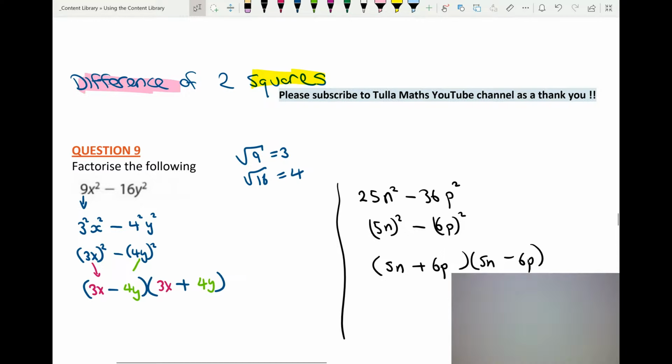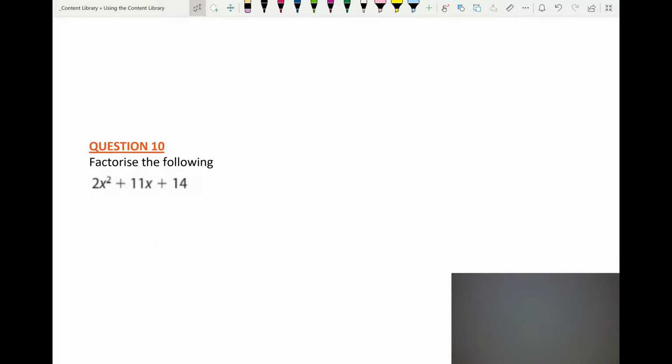Okay, so that's the difference of two squares dealt with. We might push on down here because I know your evening is going on here. So let's look at our next question, 10. I think there's only about this one and a simultaneous equation to come, so we'll get through these.